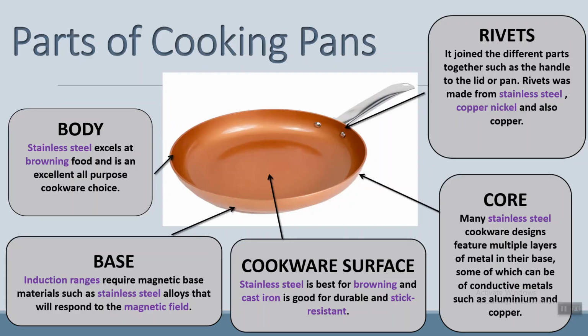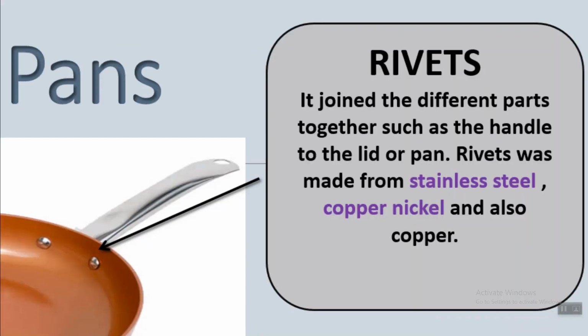As you can see in the diagram, because of the metallic properties that it possesses, most parts of cooking pan are made up of alloys. This is to enhance the durability and overall performance of the cooking pan. Rivets. Rivets are used to join different parts of the pan together, such as handle to the lid or to the pan, and are made up of a type of alloy called copper nickel to improve strength and corrosion resistance.